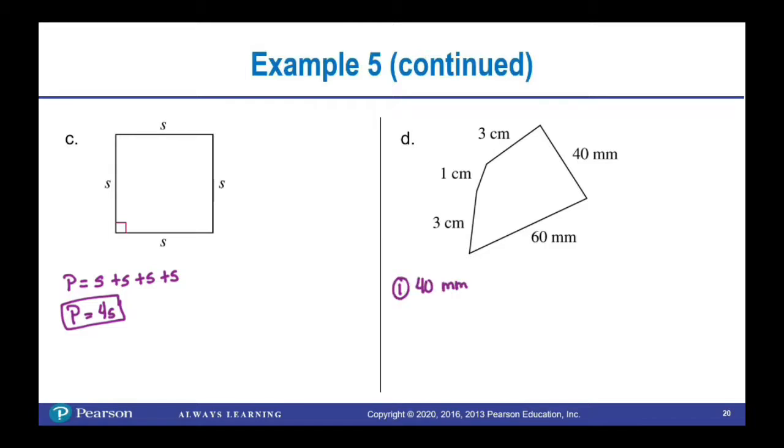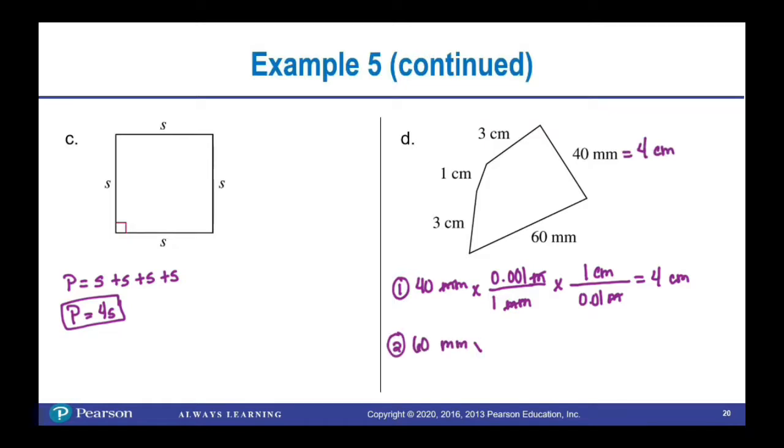Look back at your table of the metric system. We know that 1 millimeter is the same thing as 0.001 meters. And then also notice here, to change from meters to centimeters, 1 centimeter is 0.01 meter. Millimeters cancel out, the meters cancel out. Anything in the numerator we multiply, anything in the denominator we divide. So 40 times 0.001 divided by 0.01 gives us 4 centimeters. So the 40 millimeters is the same thing as 4 centimeters.